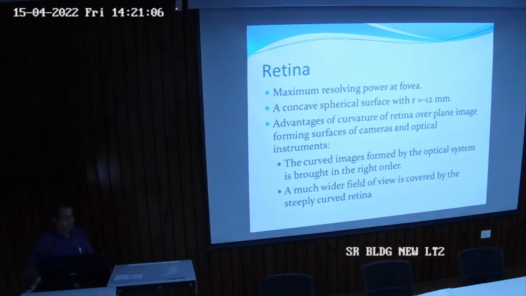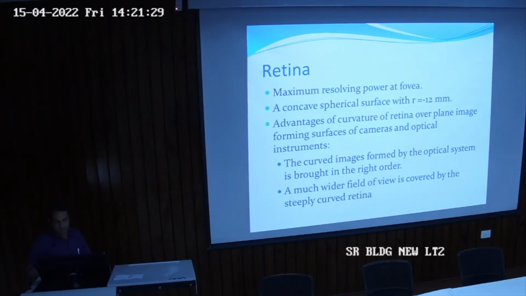Then the last is the retina. It has the maximum resolving power at the fovea. So maximum visual acuity of the retina is when the image forms at the fovea. Fovea is the center part of the retina. A concave spherical surface with a radius of -12 mm.